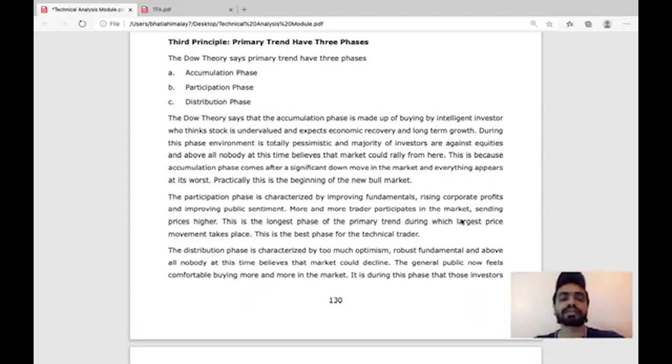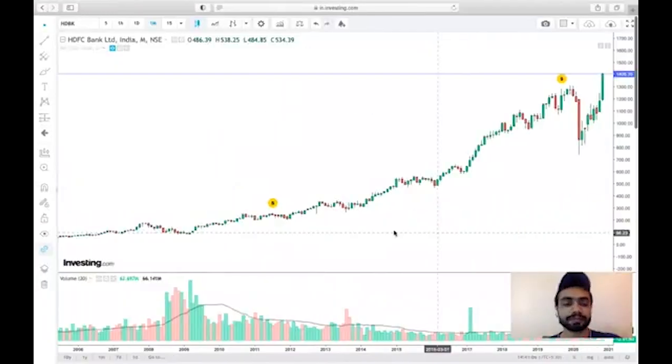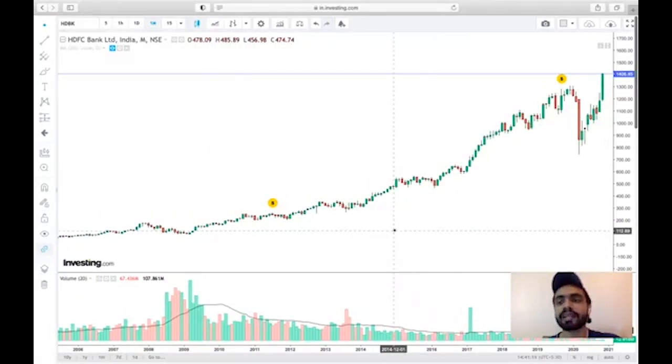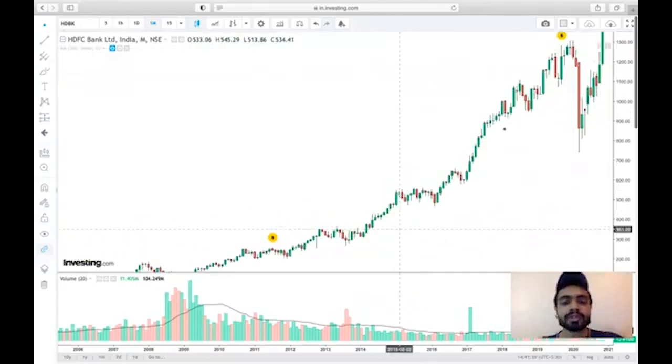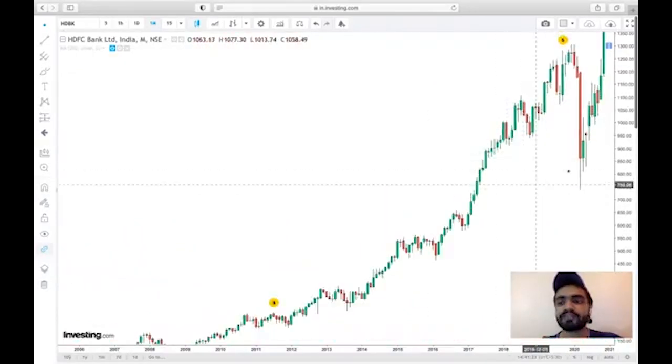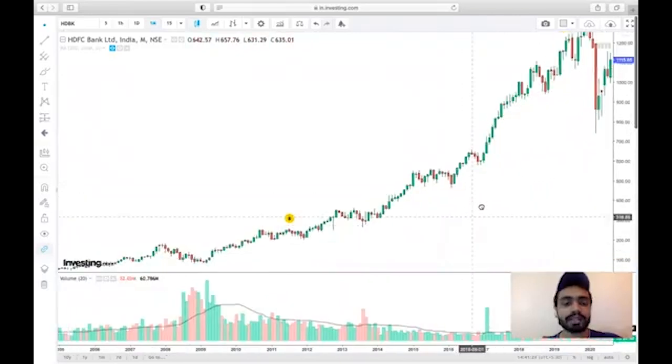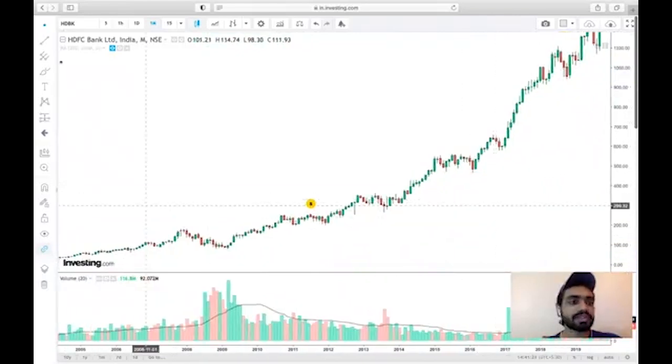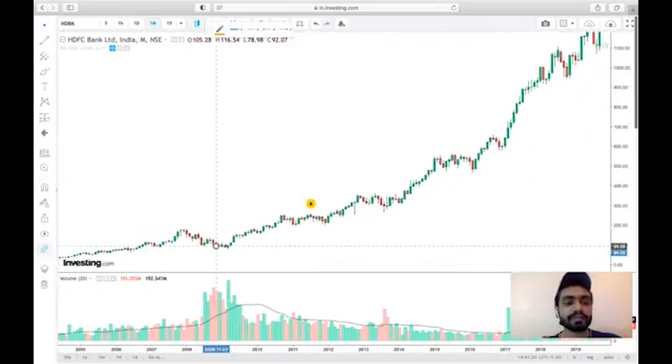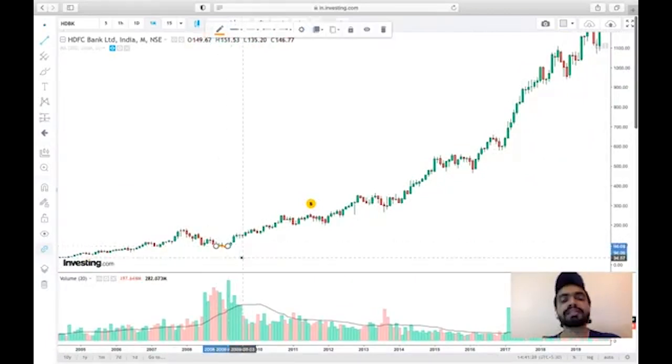Why is that happening? So let's take a look at the charts. I have opened up HDFC Bank monthly charts over here to explain why the market participants do not buy the stocks even when the prices are very cheap. So, do you see this flattened out part at the bottom of the chart? I'll just draw it using a trend line. This is known as my accumulation phase.